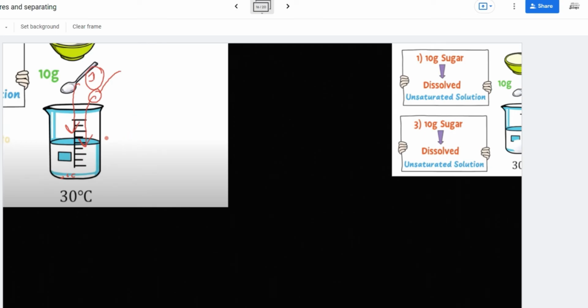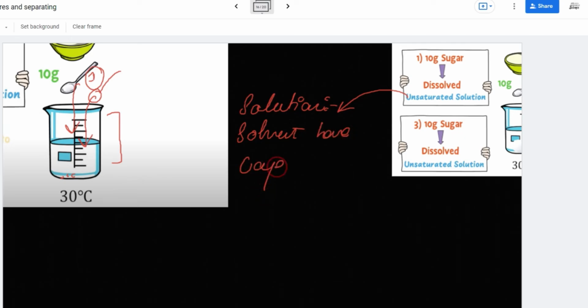Whenever a solution is in a position where you add a solute and it gets dissolved fully, that type of solution is called an unsaturated solution, okay. An unsaturated solution means that the solution has capacity. Let's make it easy: the solvent has capacity to dissolve solute. So this is the first condition when you mix something in a solvent, okay.